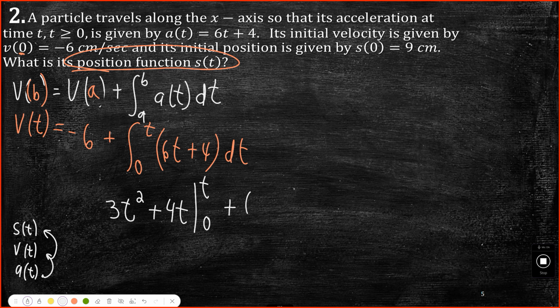And put that plus 6 here. When you do plug it in, well, it's just kind of like t is t, and if you put in 0, the back part is going to go away. So really, then the answer is just 3t squared plus 4t plus 6. Is this v of t? Yes or no?